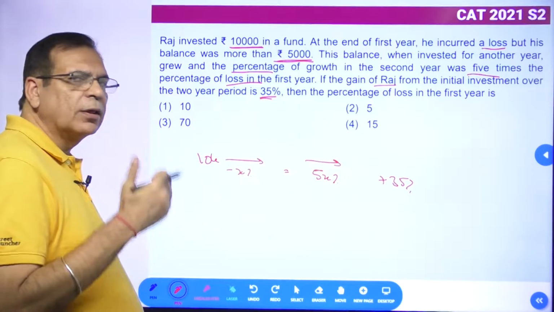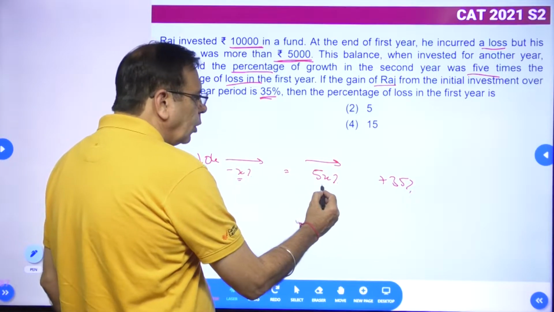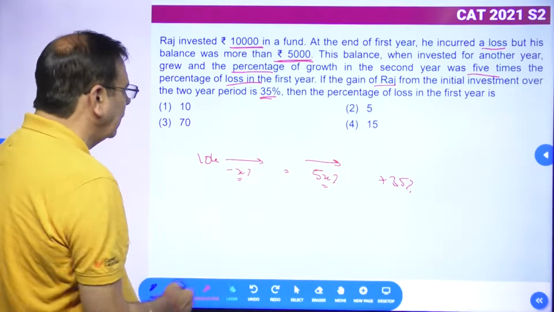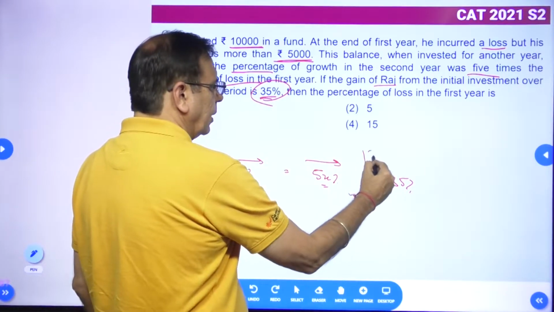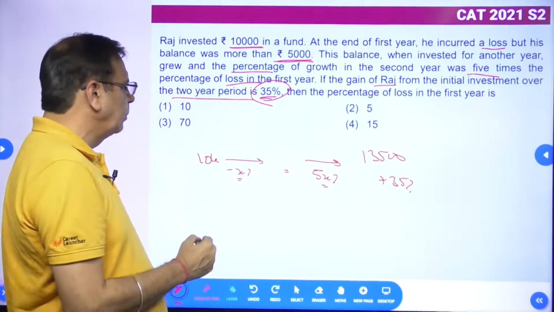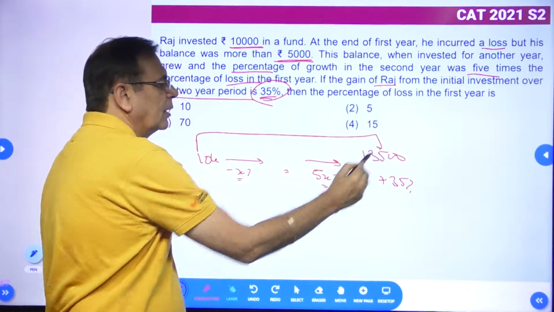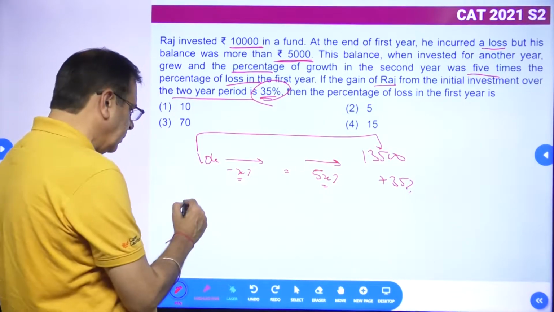Is this not 2 successive increments? A loss of X% followed by a profit. Why am I saying 35%? Because this is what the question says. This has become 13,500 from the initial investment over the 2-year period. That means from here to here, there is a profit of 35%. So as I said, there are 2 successive increments.